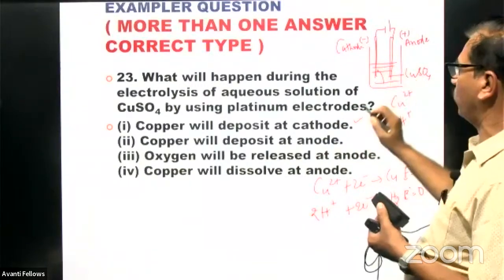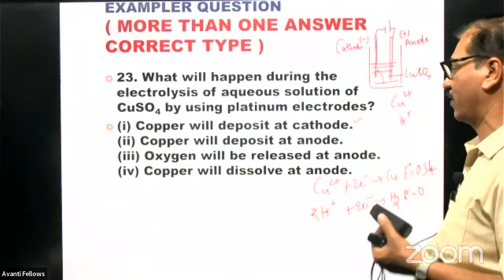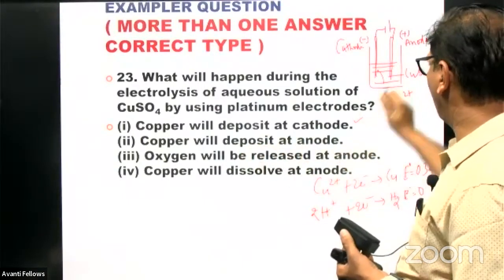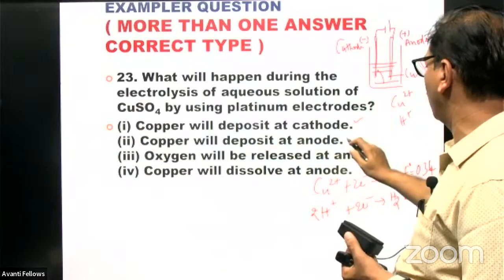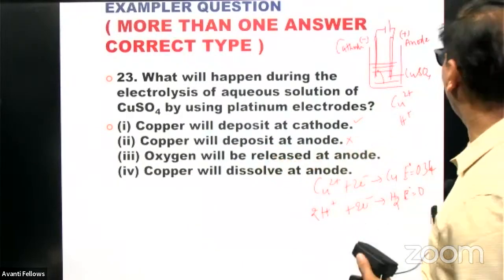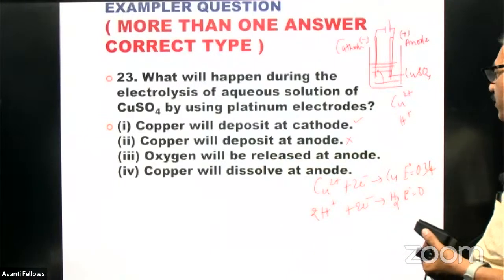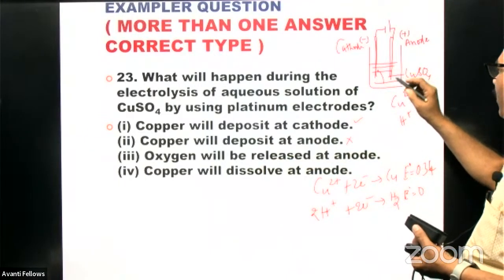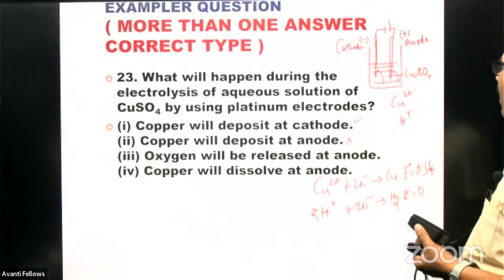Cation should go to the cathode, therefore it should deposit at the cathode. That is right. Copper deposit at the anode is not the right answer. Copper will not deposit at the anode. Oxygen will be released at the anode, because the anion should go to the anode.